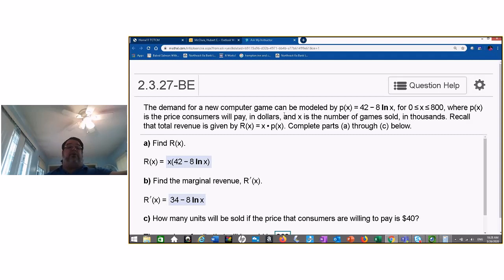The demand for a new computer game can be modeled by that formula. So go ahead and write this one down, where P of X is the price consumers will pay in dollars and X is the number of games sold. Recall that the total revenue is given by X times P of X. So you've got to multiply that through. Complete parts A through C. First of all, multiply X times P of X. So that's the first thing we're going to do. I'm going to let you write it down and get started on it.